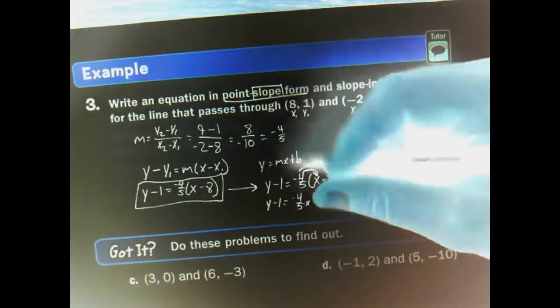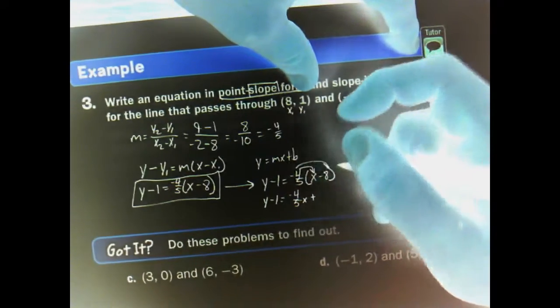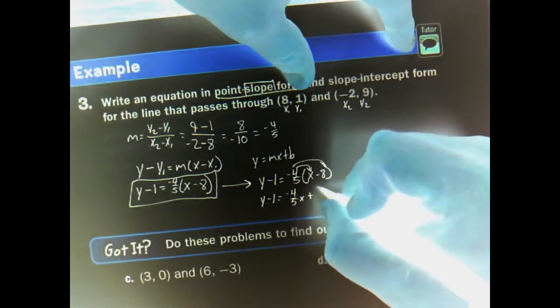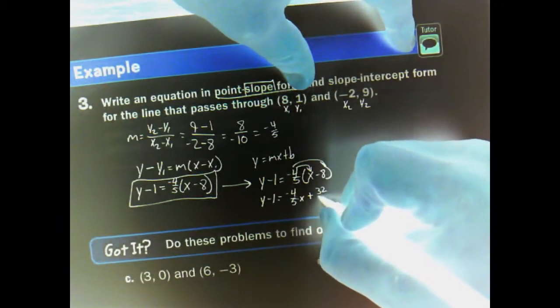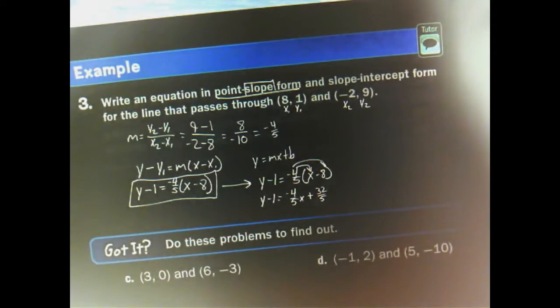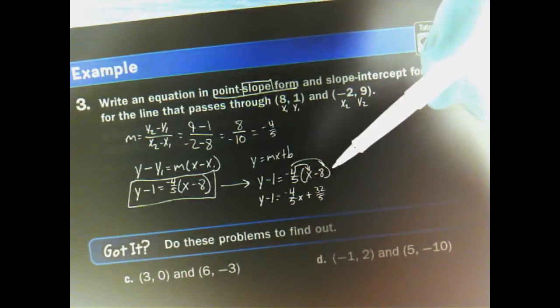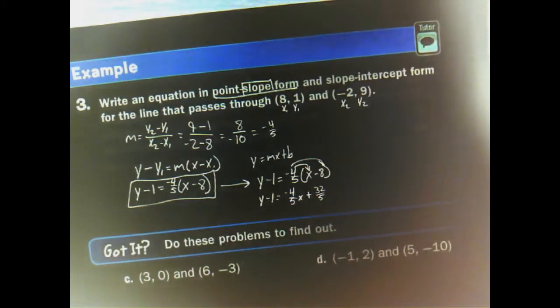Negative times a negative is a positive. So 4 times 8 is 32. So really what I have is positive 32 over 5. And I generally like to leave that until I am done with the entire problem. It's just easier to work with, in my opinion.